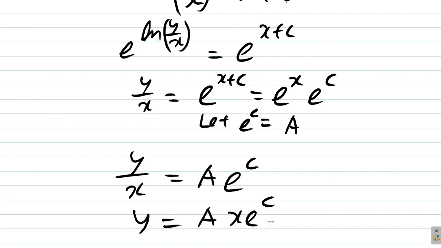Alright. So a x e. Oh, it's not e to the c. We got rid of the e to the c and made it a already. It's e to the x I should have. See it here? e to the x. Mistake. So let me fix this. You have y over x equal a e to the x. So y is equal to a x e to the x. Alright, that looks like it.